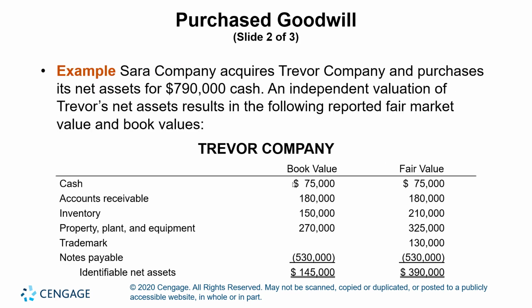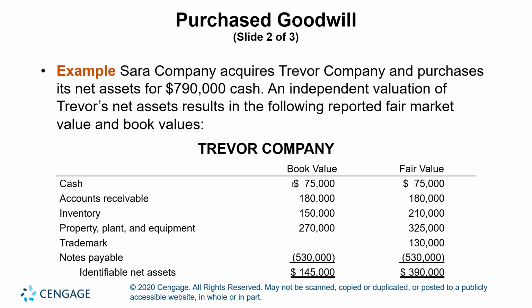So, an example: Sarah Company acquires Trevor Company and purchases its net assets for $790,000 cash, and the independent market value of the assets results in the following. The book value of cash is always the same. Then they have accounts receivable: book value 180, fair value 180. Inventory is book value 150, fair value 210. Plant, property, and equipment is book value 270, fair value 325. There's a trademark with no book value but a fair value of 130, and notes payable is a negative number, so negative 530, because it's a liability.